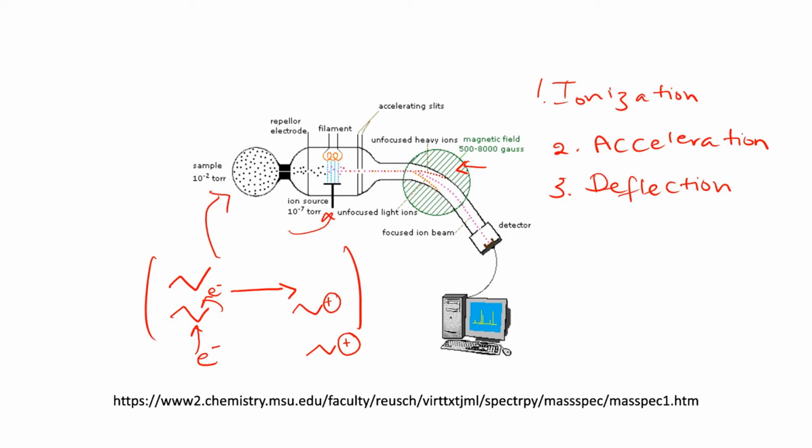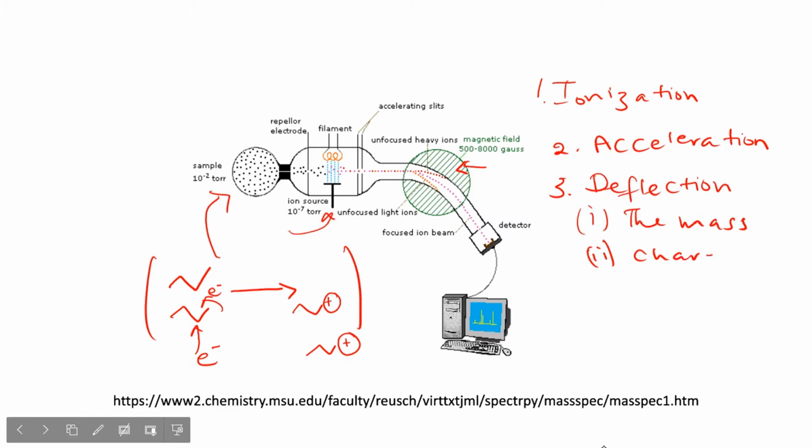And the extent to which the deflection occurs depends on two things: the mass of the ion, and also the charge of the ion. In terms of the mass, the lighter ions, the ones with the lighter mass, deflect more than the heavier ones. And in terms of the charge, the ions with the +2 charge deflect more than one with the +1 charge.